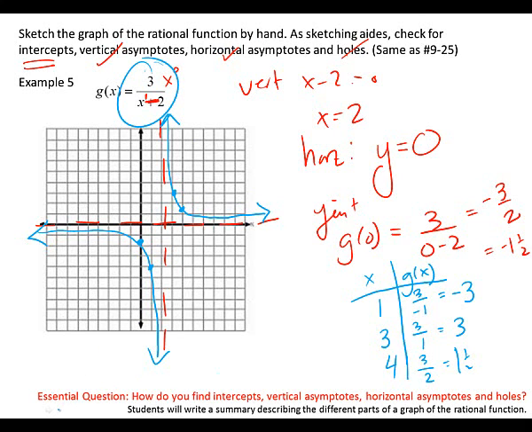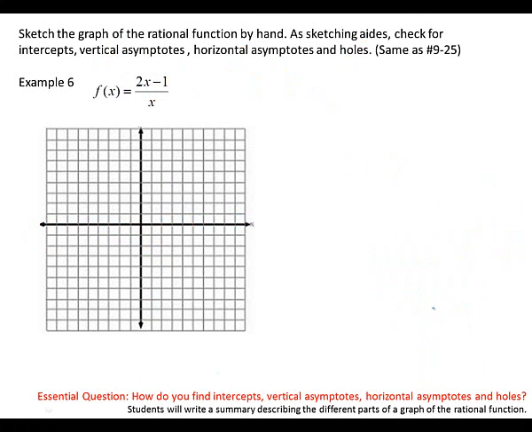All right, let's try example 6. Same idea. I would probably want to start by asking myself, is there anything that cancels? Can I cancel anything in this one? No. So we've taken care of the holes, right? Nothing canceled, so there weren't any holes.